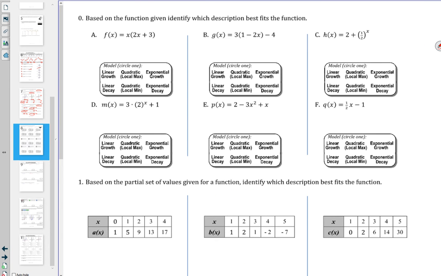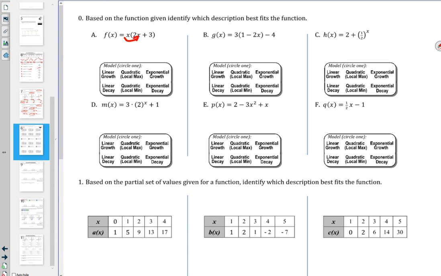Okay. Based on this function, identify which description best fits the function. That's not based on the function given. Identify which description. It's like too simple. Even though you can't see it here, if I were to distribute this x with the x, it would become x squared, right? So which one is this one? What is this one going to be? Yeah, it's definitely going to be quadratic.